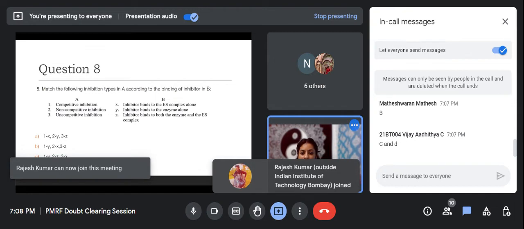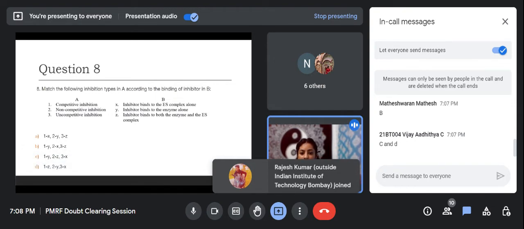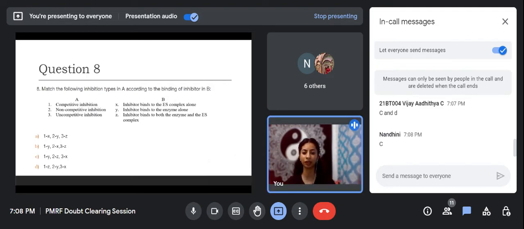So, question number 8 is match the following. Inhibition type A according to the binding of inhibitor in B. There are three types of inhibition, right? Competitive inhibition, non-competitive inhibition, and uncompetitive inhibition, depending on where the inhibitor is binding, right? So, what do you think the answer to this is?